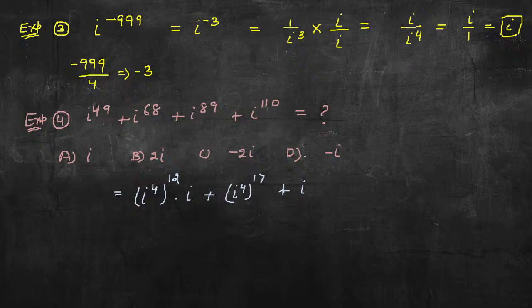Plus iota raised to power 89. Again, you will write 4 here, and it will be 4 2s are 8 and 4 2s are 8. 22 4s are 88, and 1 iota will remain.